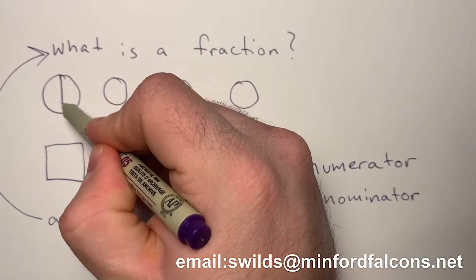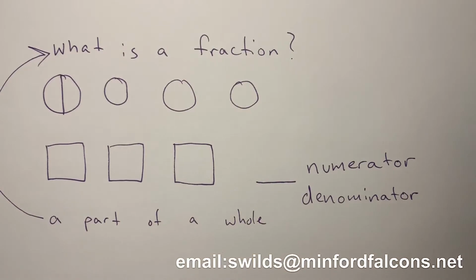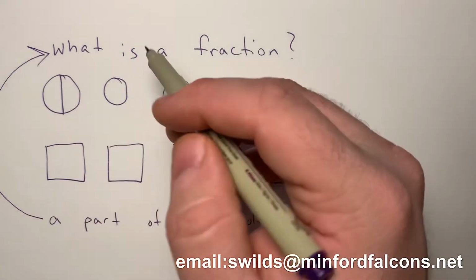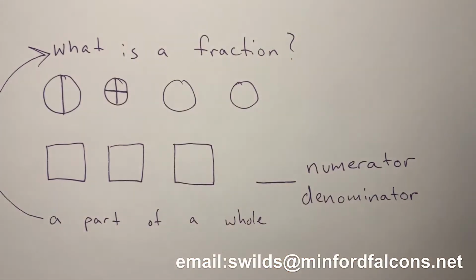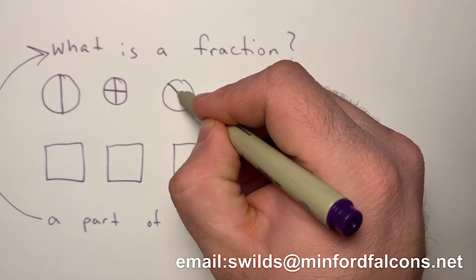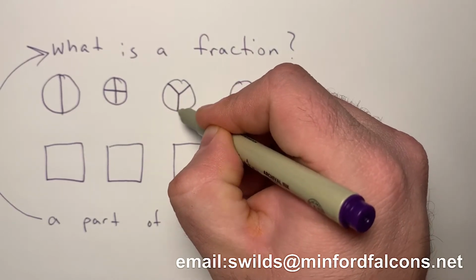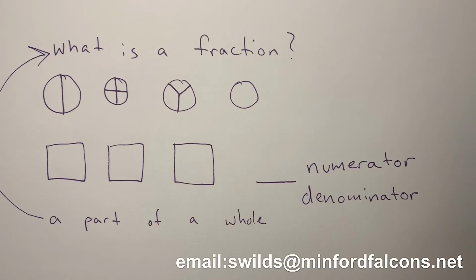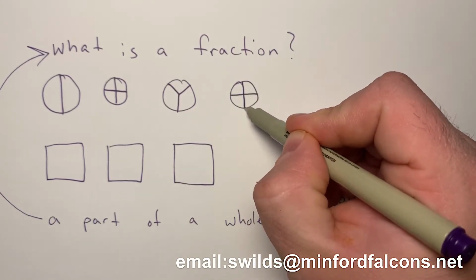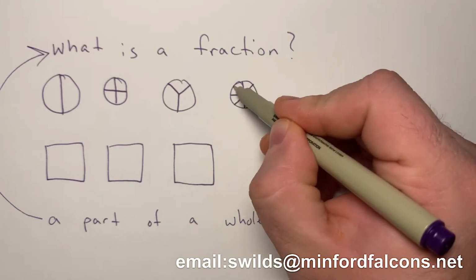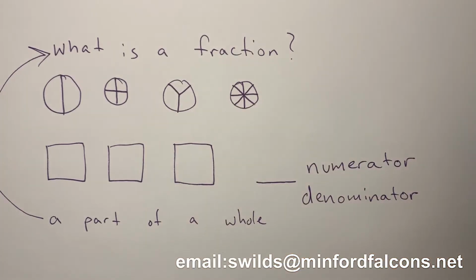So if I were to take this circle and break it up into two parts, that is two parts of a whole. And if I were to get this next shape and break it up into four parts, that's four parts of a whole. And if I were to go to this shape and break it up into three parts, that's three parts of a whole. And we'll even go as far as to do this, where we have two parts, then four parts, and then eight parts of a whole.